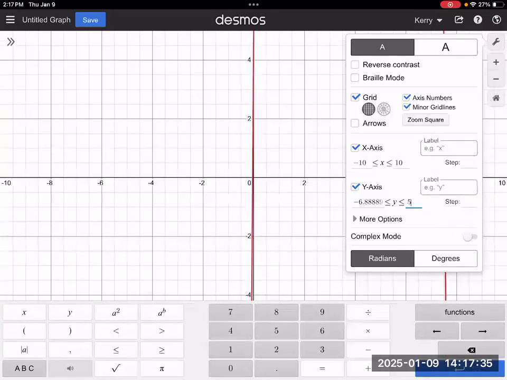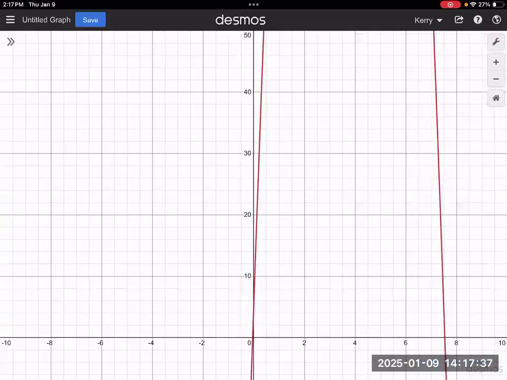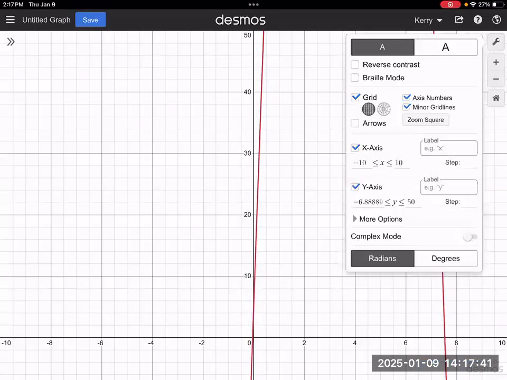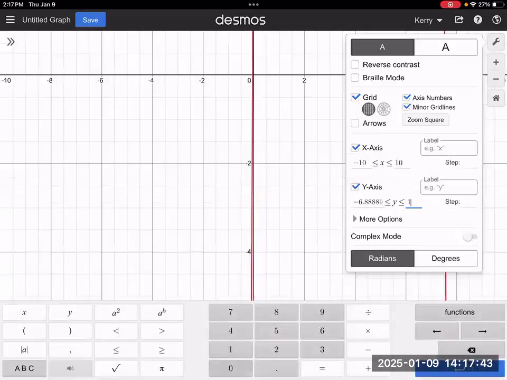So let's go ahead and try 50. That still doesn't do it. We're getting closer though. Notice that they are getting closer together, the red line. Let's try again, 100.